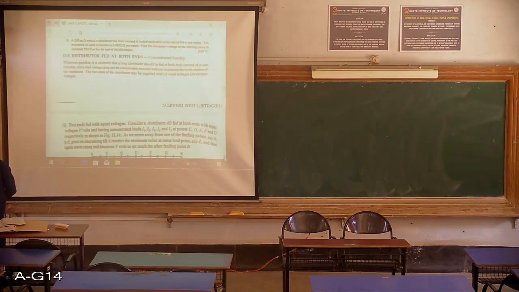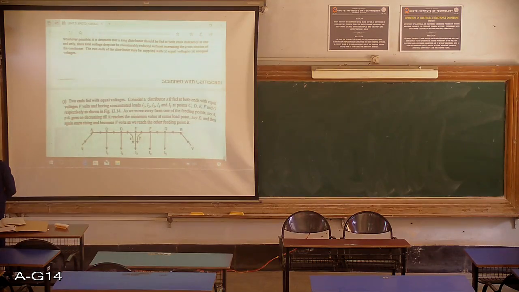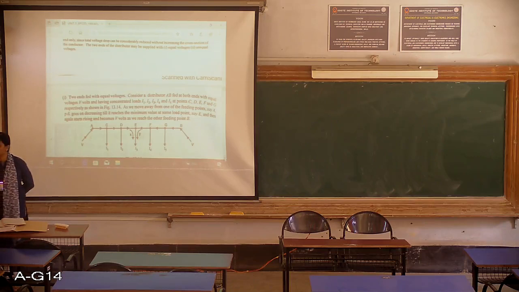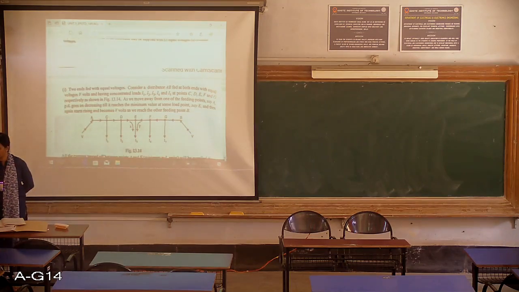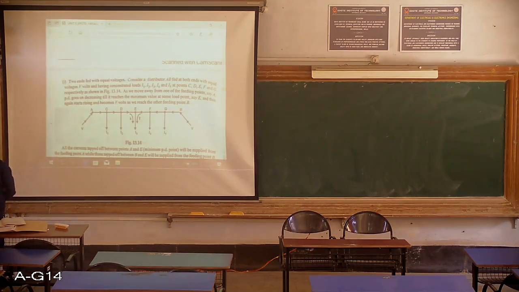Okay, so we'll take the first case. A distributor fed at both ends with equal voltages. See now, I am feeding this distributor at A and I am also feeding at B. Both are having the voltage drops V. Clear? Both are having the voltage drops V.